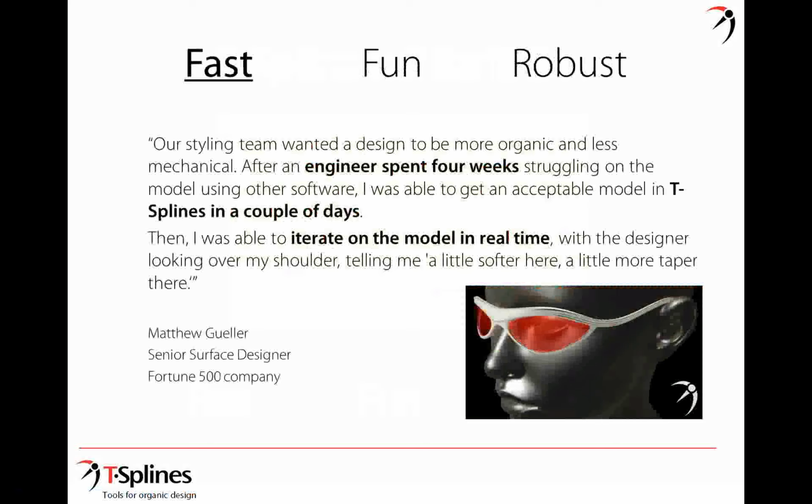Creating organic designs fast in other software is hard to do, since most CAD software is simply not designed to handle organic models. One of our users mentioned that their styling team wanted the design to be more organic and less mechanical, so an engineer ended up spending over 4 weeks trying to struggle to get that model more organic using other software, and finally was able to get an accepted model with T-Splines in a couple of days and then iterate on that model in real time, making it a little softer here, more taper there. And that's the power of T-Splines, is letting you get organic designs faster.